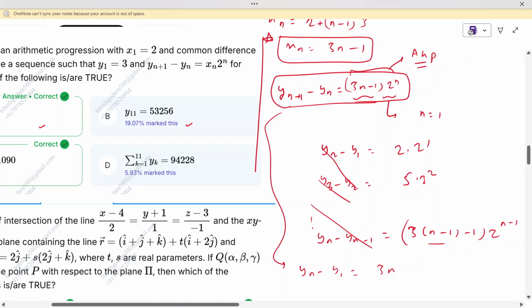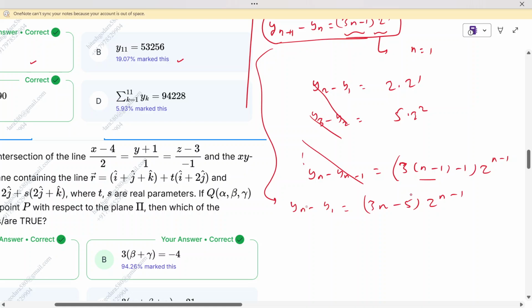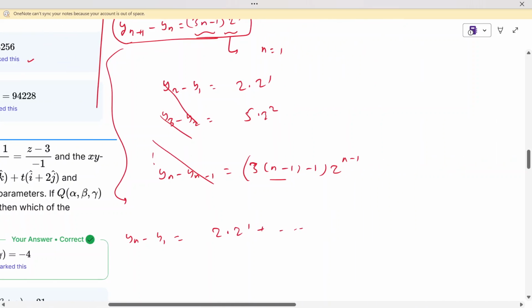So it will be 3n minus 5 into 2 to the power n minus 1. Now simply add all of these. When I add, you will get yn minus y1 is equal to 2 into 2 to the power 1, and so on and so forth. It is a GP, I mean an AGP, right? So it is 3 times n minus 1 minus 1 into 2 to the power n minus 1.